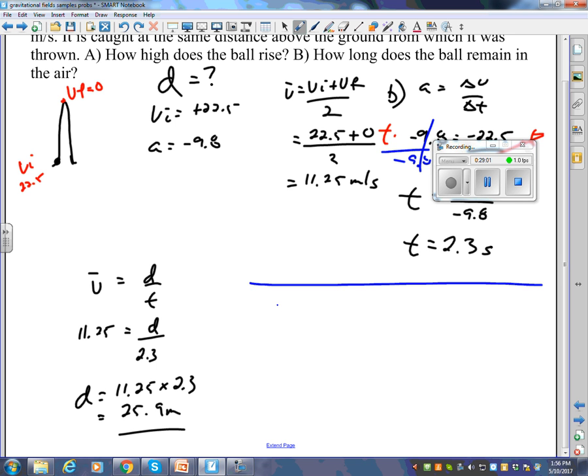So the total time, I'm going to put TT, would be 2.3 plus 2.3. The total time would be 4.6, right? I forgot to do that step. How long does the ball remain in the air? This is just the time up.